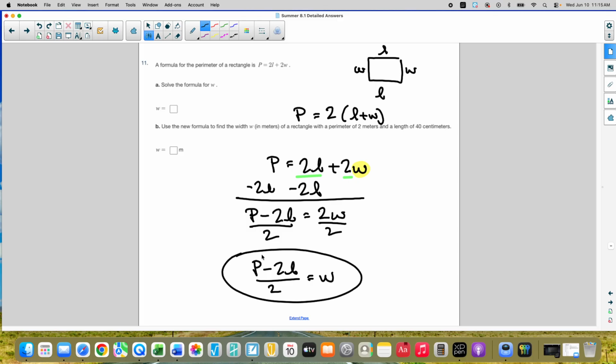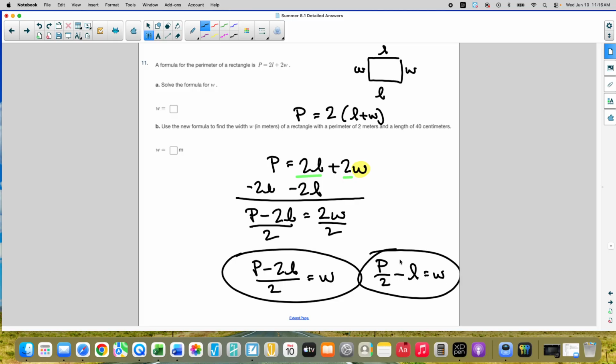Now, I don't like or statements, and I don't like giving me two answers. Don't give me two answers. Pick one. Make a decision. But I will tell you that you could see this equation, P divided by 2 minus L equals W.